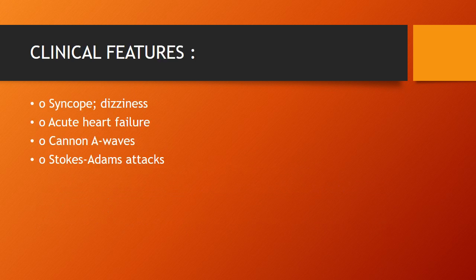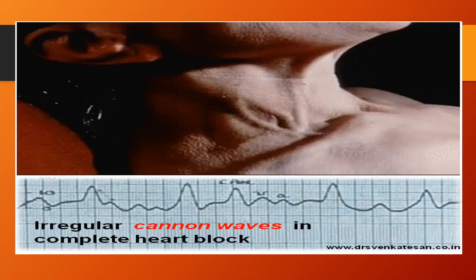The patient may present with syncope, dizziness, signs and symptoms of acute heart failure. Cannon A waves will be present. These waves are visible in the neck due to large volume pulse from compensatory increase in stroke volume. The Stokes-Adams attack is sudden loss of consciousness without warning due to episodes of ventricular asystole. So these are some clinical features of third degree block. This is a Cannon A wave, which is shown in the neck.